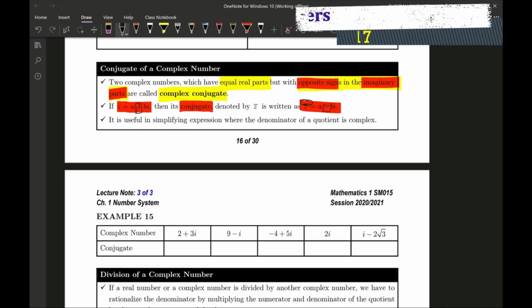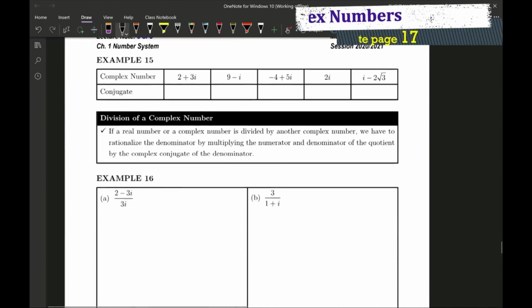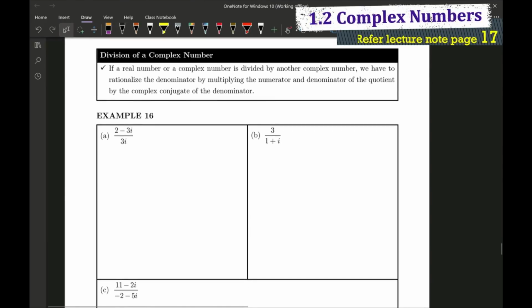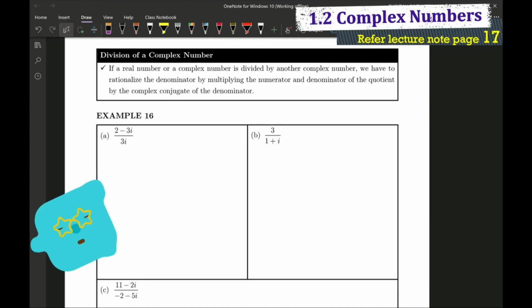So for example, we can try to solve example 16a. Okay, here. How to solve this? For a fraction, we don't want the denominator in the form of i. So what should we do for that? How to eliminate the i? We need to multiply by the conjugate. What's the conjugate for 3i? Negative 3i.